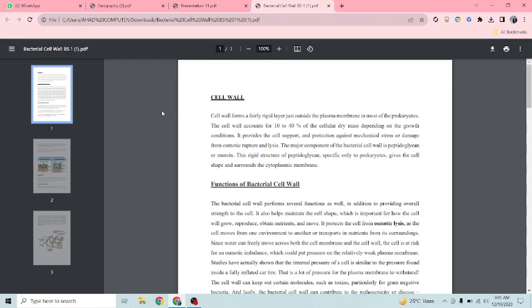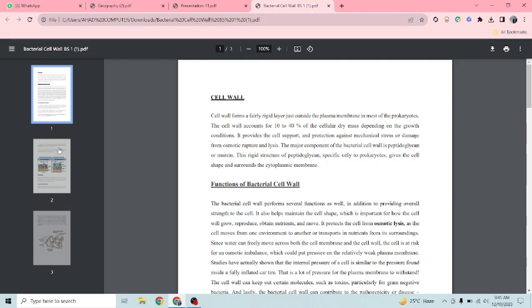The major component of the bacterial cell wall is peptidoglycan, or murein. This is a structure of peptidoglycan specific only to prokaryotes, and it gives the cell shape and surrounds the cytoplasmic membrane. Functions of the bacterial cell wall. The bacterial cell wall performs several functions as well.